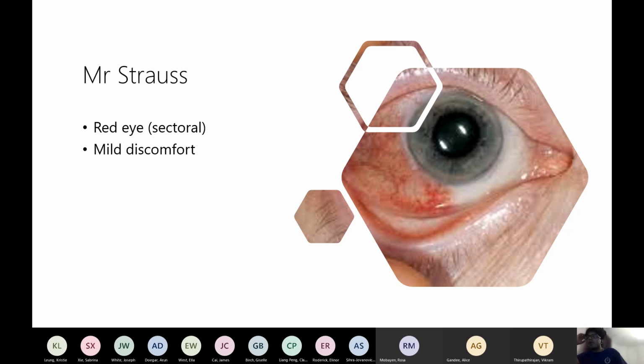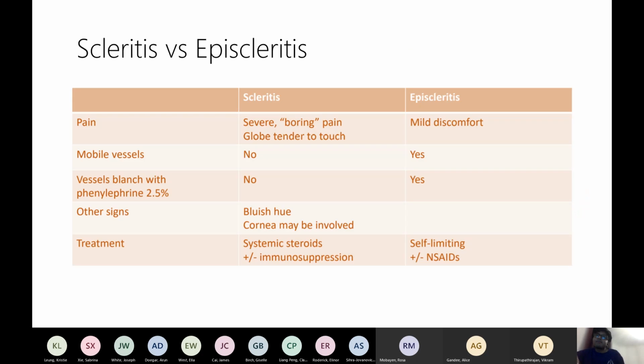Sectoral redness. So what condition, does anyone know what condition causes sectoral redness? So only a bit of this eye is red. Yeah. So it's important to know the difference between episcleritis versus scleritis. Episcleritis tends to be sectoral redness that blanches, so it goes back to white when you put topical phenylephrine. It's also way less painful. Someone with scleritis will be like in agonizing pain.